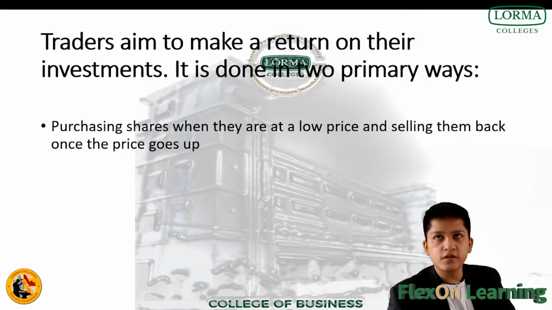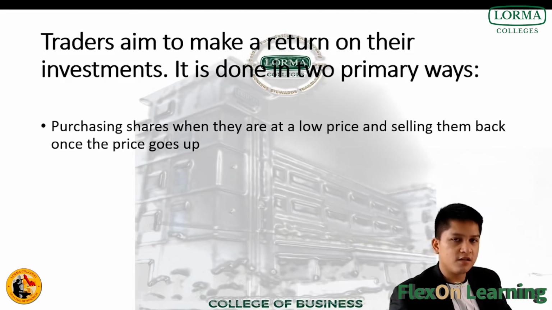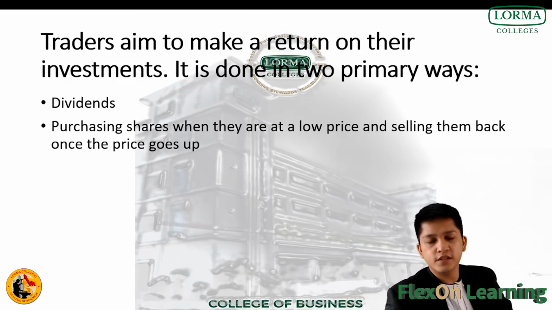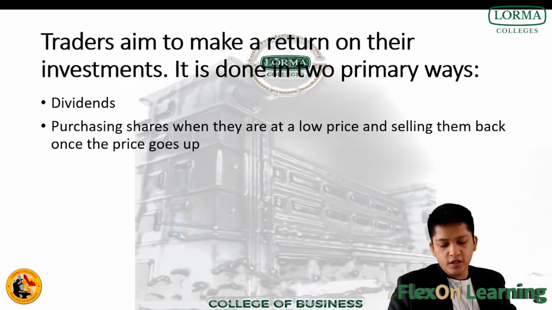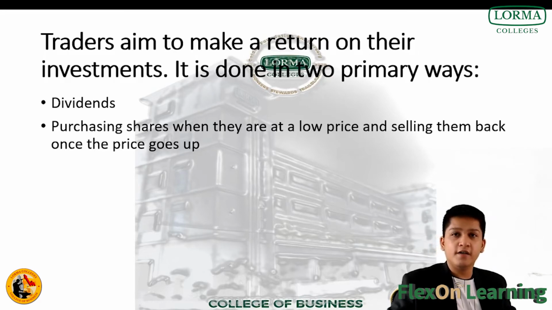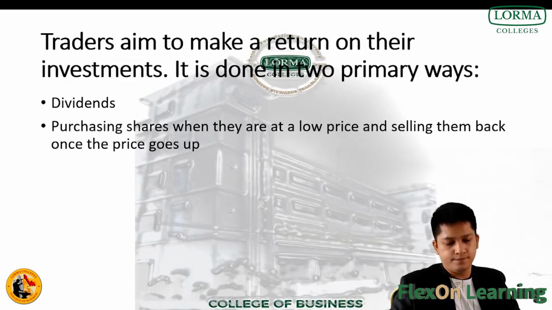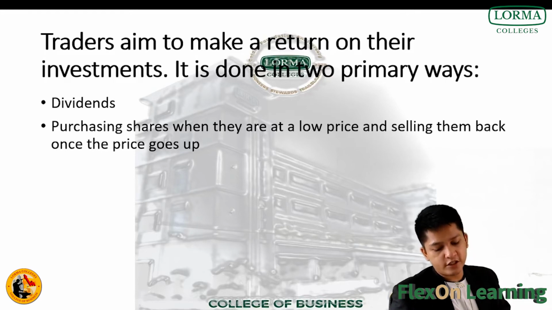So traders aim to make a return on their investment. It is done in two primary ways. First is through dividends. If the company stock pays dividends, regular payments are made to shareholders for every share held. Next is purchasing shares when they are at a low price and selling them once the price goes up. So a stock price is given for every share issued by a publicly traded company.